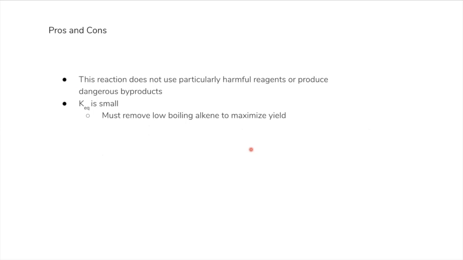So some pros and cons to this reaction. This does not use any particularly harmful reagents or produce dangerous byproducts. One possible con for this reaction is, again, as we mentioned earlier, that the equilibrium constant is small, but this can be counteracted by removing the low boiling alkene to maximize the yield.